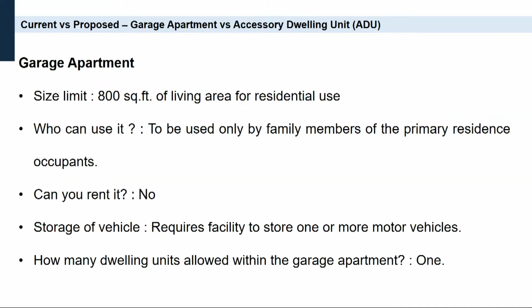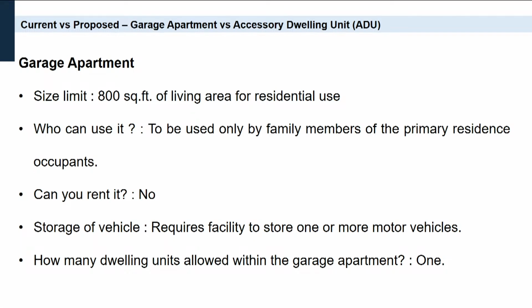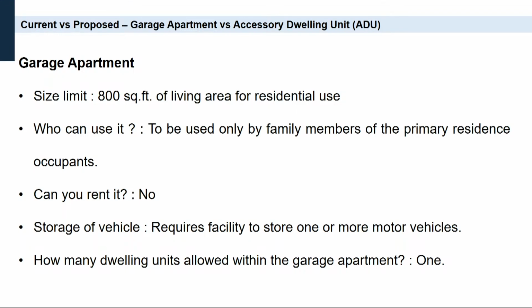Kind of a summary, I'll cover garage apartments first. Right now the size limit is 800 square feet. Who can use it? Used only by family members of the primary resident. Can it be rented? No. Storage of vehicle requires you to store 1 motor vehicle in the accessory unit, which in fact may be kind of untenable to do in a modern situation. And how many dwelling units would be allowed within the garage apartment? It would be 1.